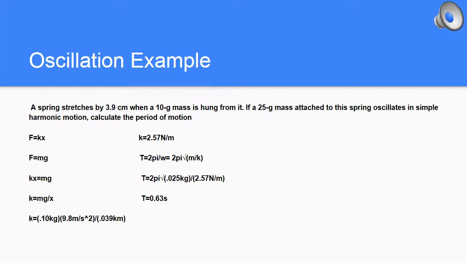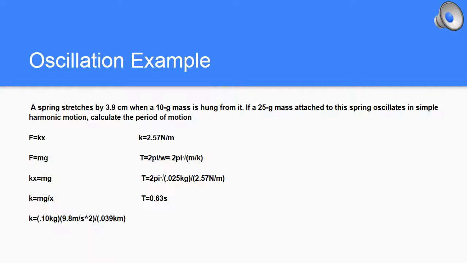So we're going to have the spring constant equals mass times gravity over the displacement. And then the spring constant is going to equal 0.10 kilograms times 9.8 meters per second squared over 0.039 kilometers. And then from there, we calculate that the spring constant equals 2.57 newtons per meter.